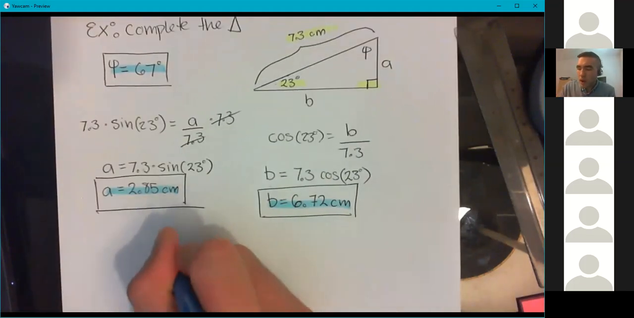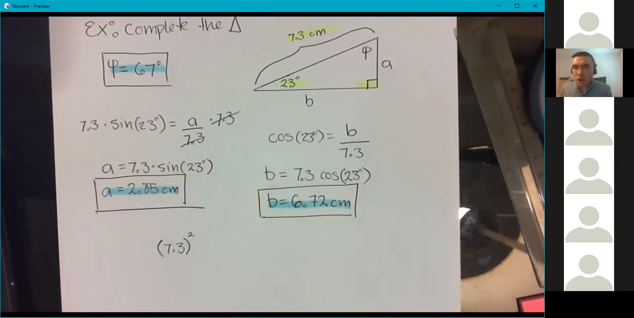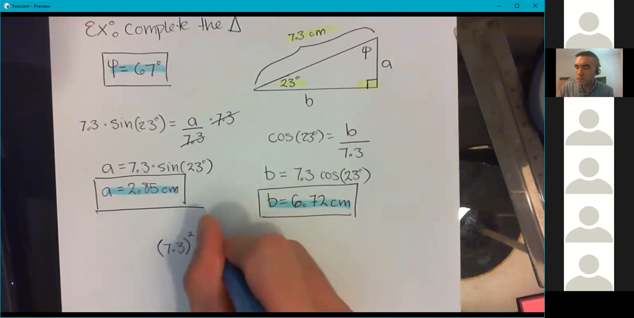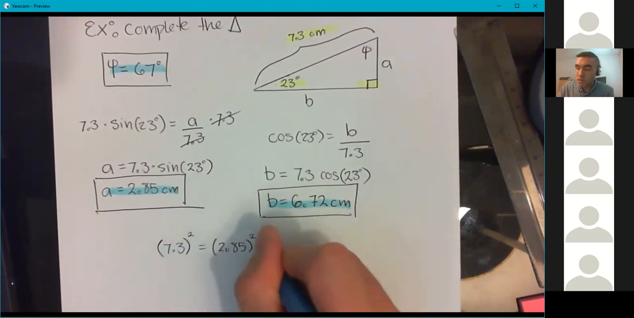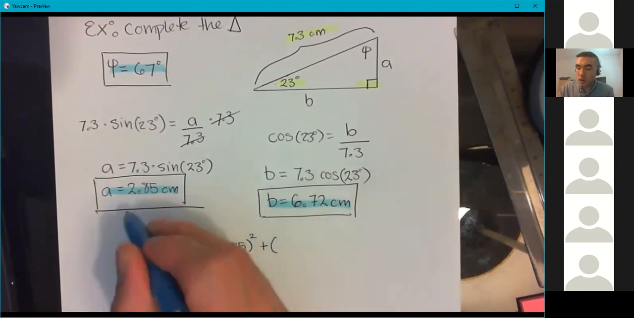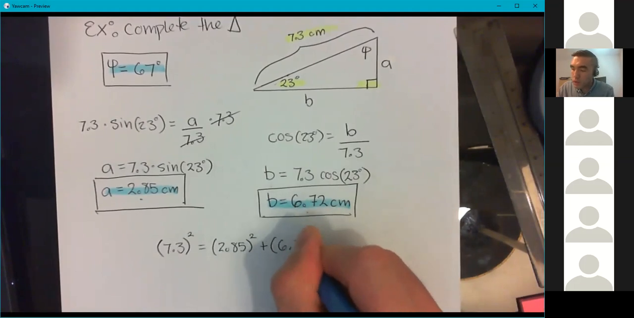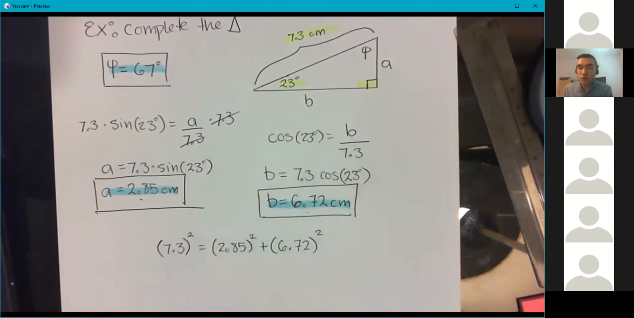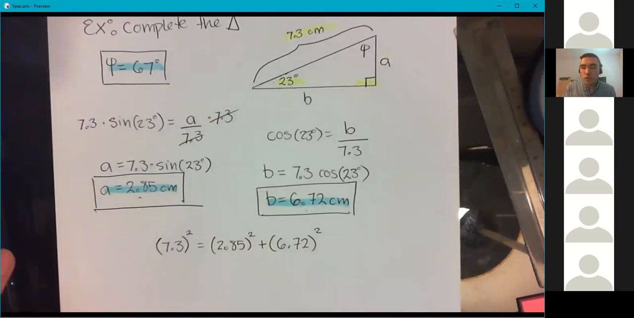So if this is correct, if your calculator is somehow aware of this triangle's existence, then the side lengths that we just got should fulfill the Pythagorean theorem. And of course, it's not going to be exact because of slight rounding errors here and here. So as long as it's close, real close, we will accept this as having worked out. So on the left-hand side, I got 7.3 squared, 53.29.